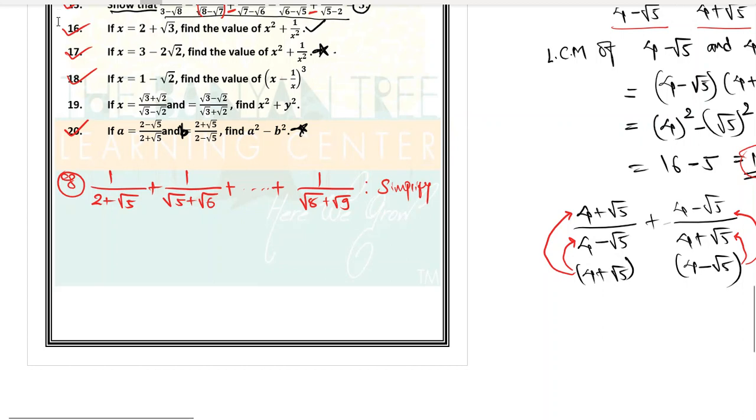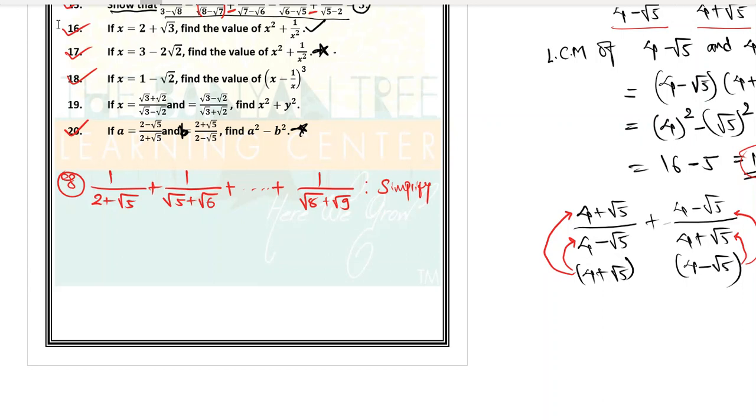There is one more worksheet of exponents which is remaining. So let's not forget that. But that's not very big. This is a huge worksheet and many doubts in this particular worksheet. Okay, I'm sorry. Let's start.